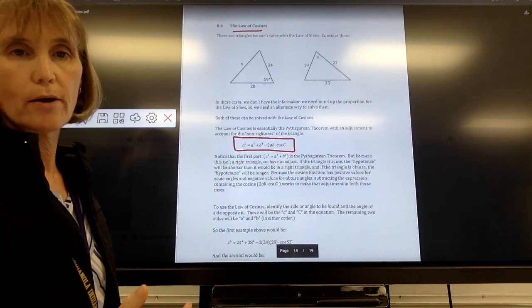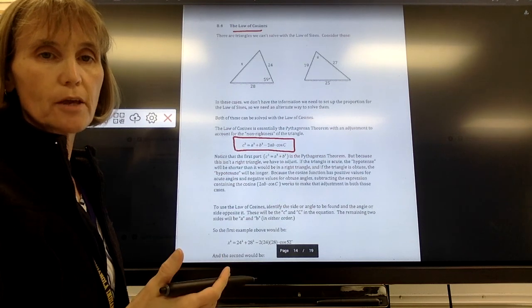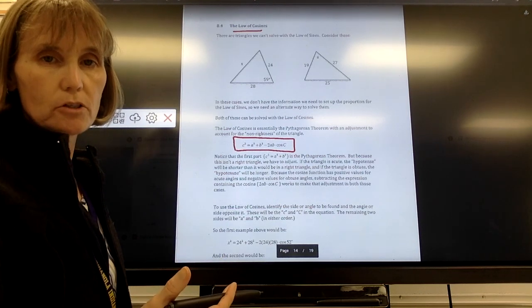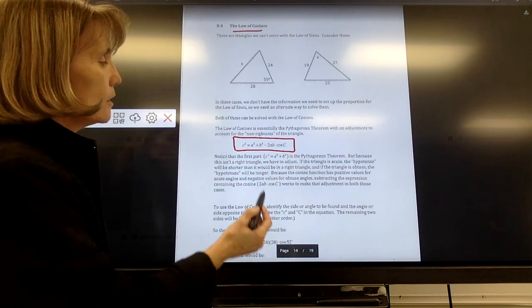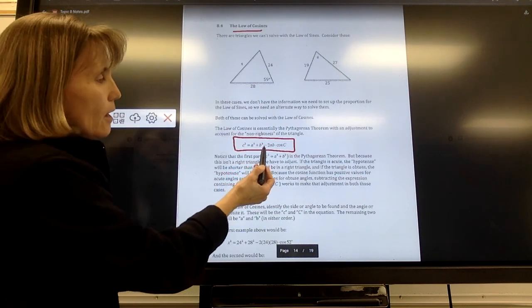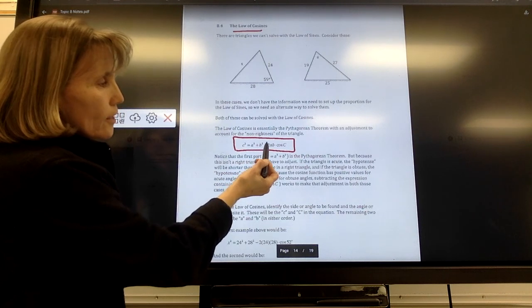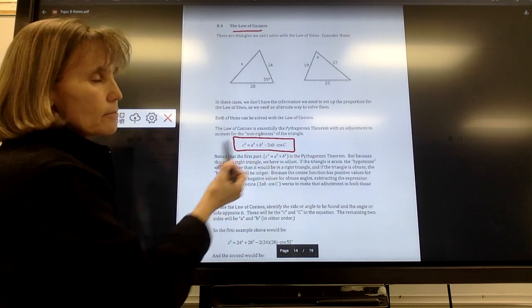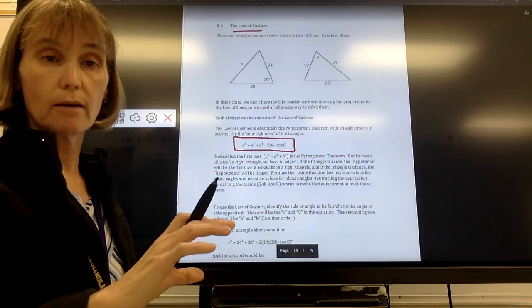It says c squared. Remember, c, when we use the Pythagorean theorem, was the hypotenuse. So that hypotenuse squared is equal to a squared plus b squared. Those are the two legs. And then it says minus 2 times a times b times the cosine of c. So it's kind of a long formula.